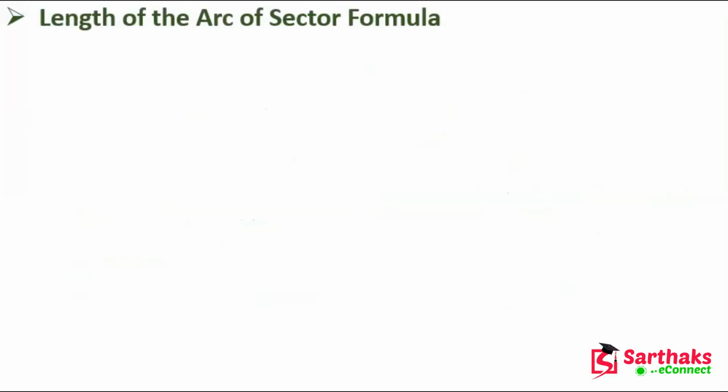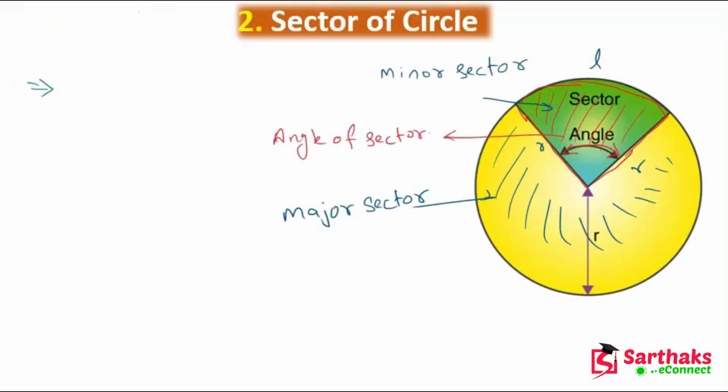Now the length of the arc of the sector. What is the formula for the length of the arc of the sector? We know this is the length of the arc. Let's suppose this is point A and this is point B. This is the length of the arc, which is L. We know that the circumference of the circle is 2 pi r.